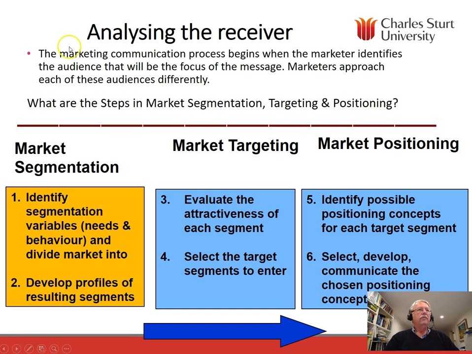When we analyze the receiver, this is a critical component of marketing communications, and that is to know exactly who it is that we're talking to. So the marketing communications process begins when the marketeer identifies the audience. How the marketeer finds out about the audience, these are the typical steps. Usually there's the process of market segmentation, which identifies the variables, needs and behaviours that divides the market into various homogeneous groups. And then the marketeers will develop a profile of each of the segments.